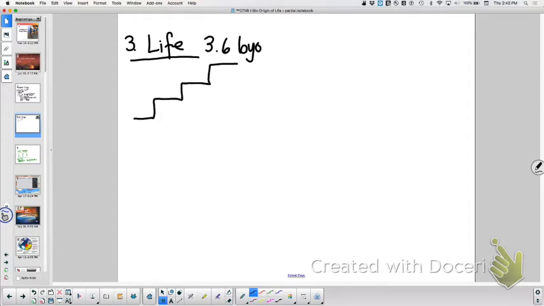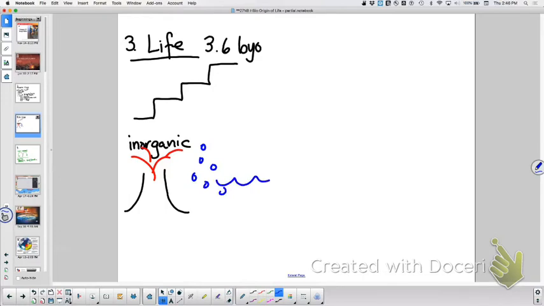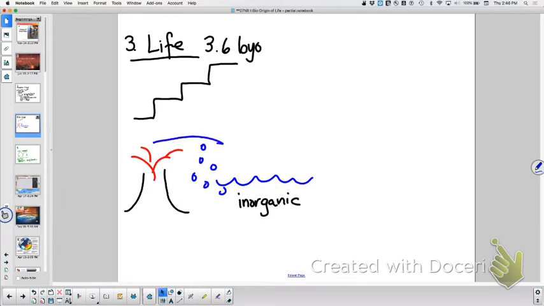Remember that? Yeah, inorganic to organic. So to get to life, we first had inorganic molecules, and those probably came out of what? Volcanoes. So here's a volcano erupting with those inorganic molecules. But we also had water coming down, right? So now we have bodies of water, and those inorganic molecules are in the water, yes?